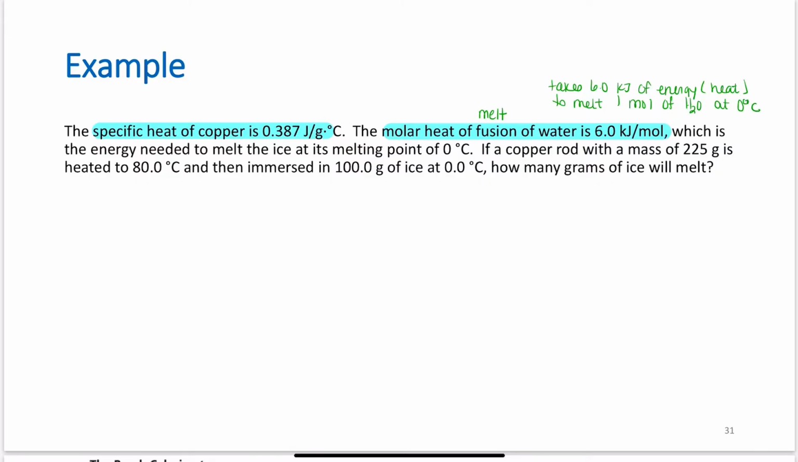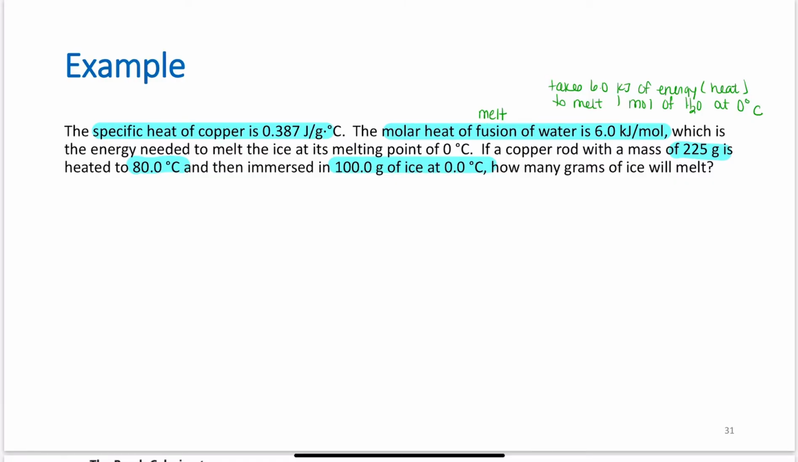At 0 degrees C. If a copper rod with a mass of 225 grams is heated to 80 degrees C and then immersed in 100 grams of ice at 0 degrees C, how many grams of ice will melt? So some things to think about here.